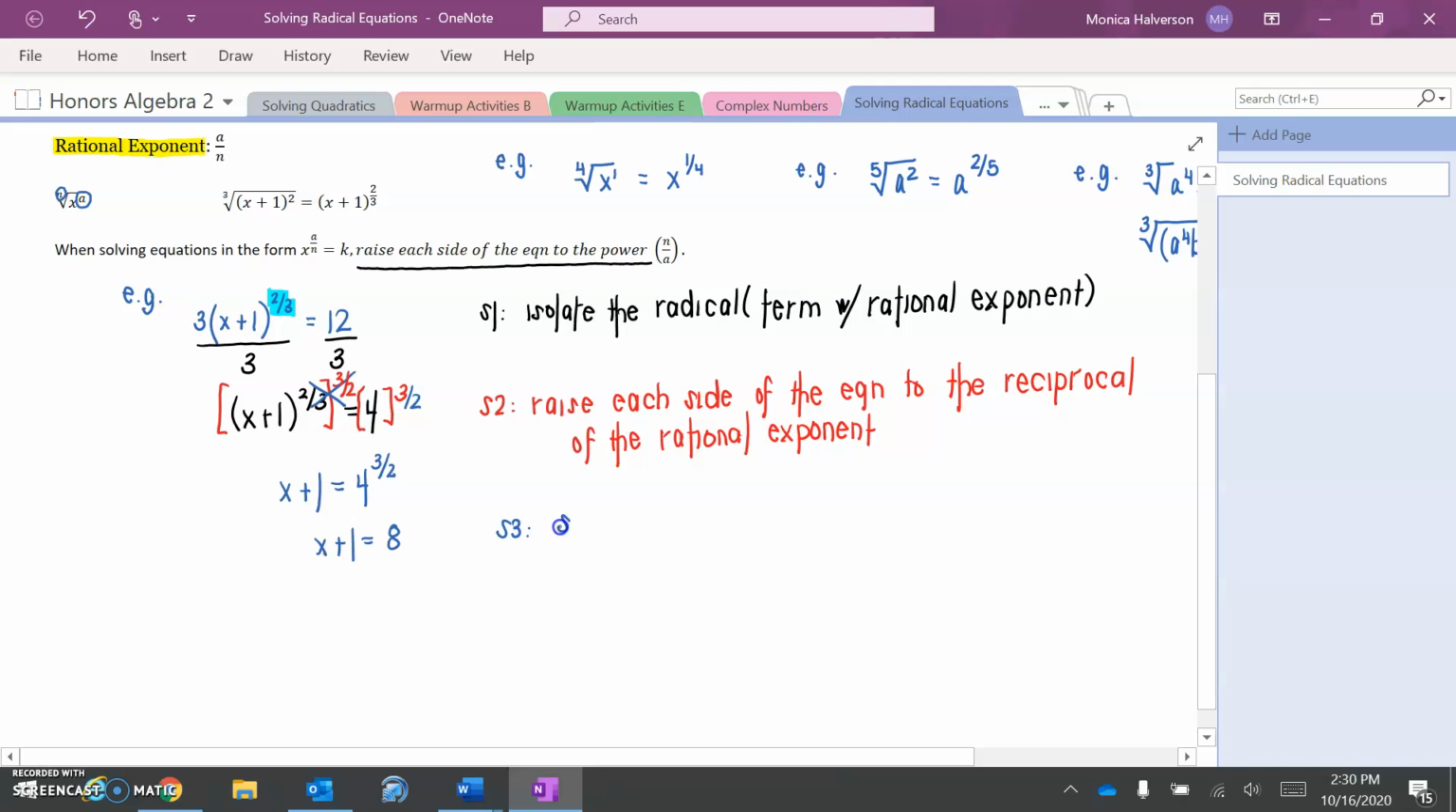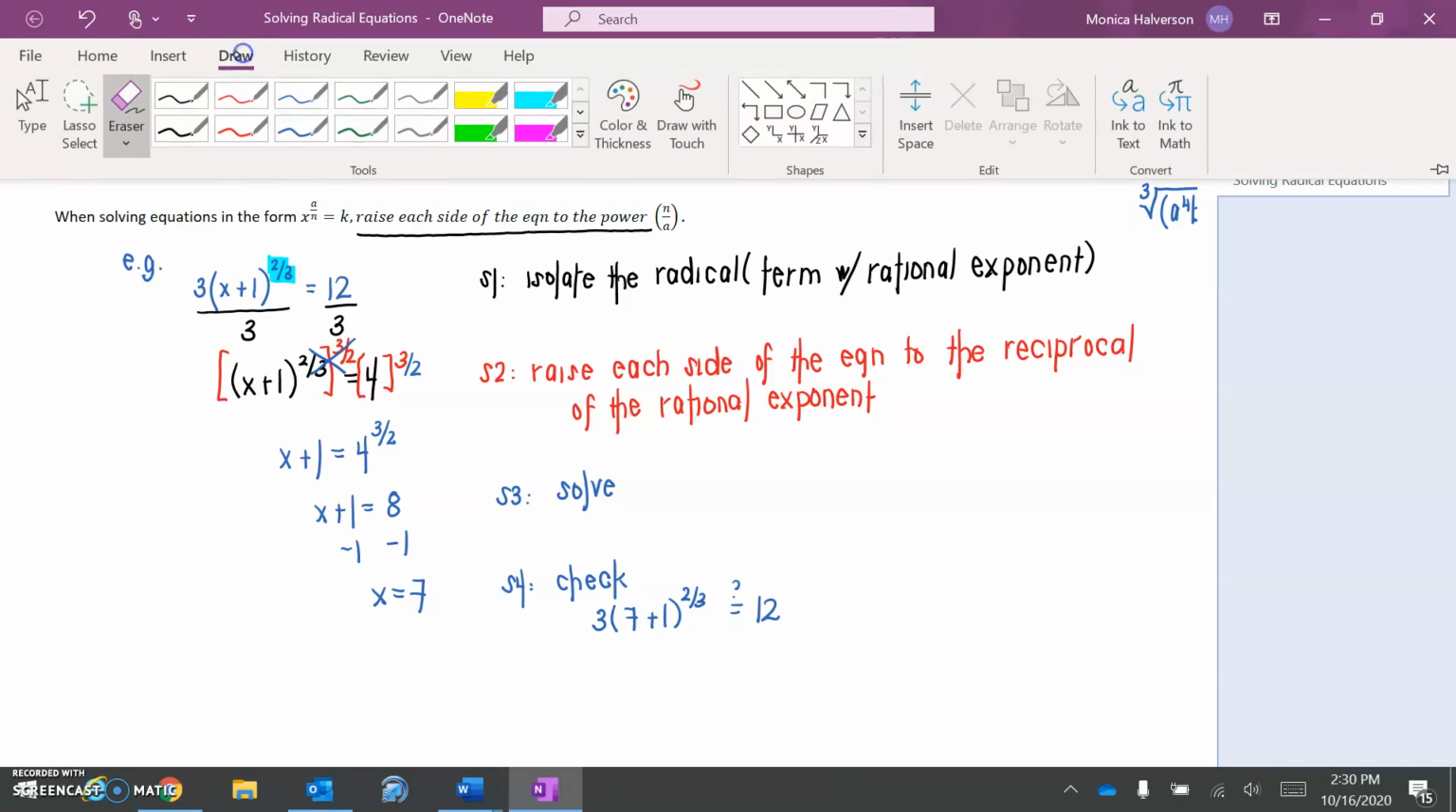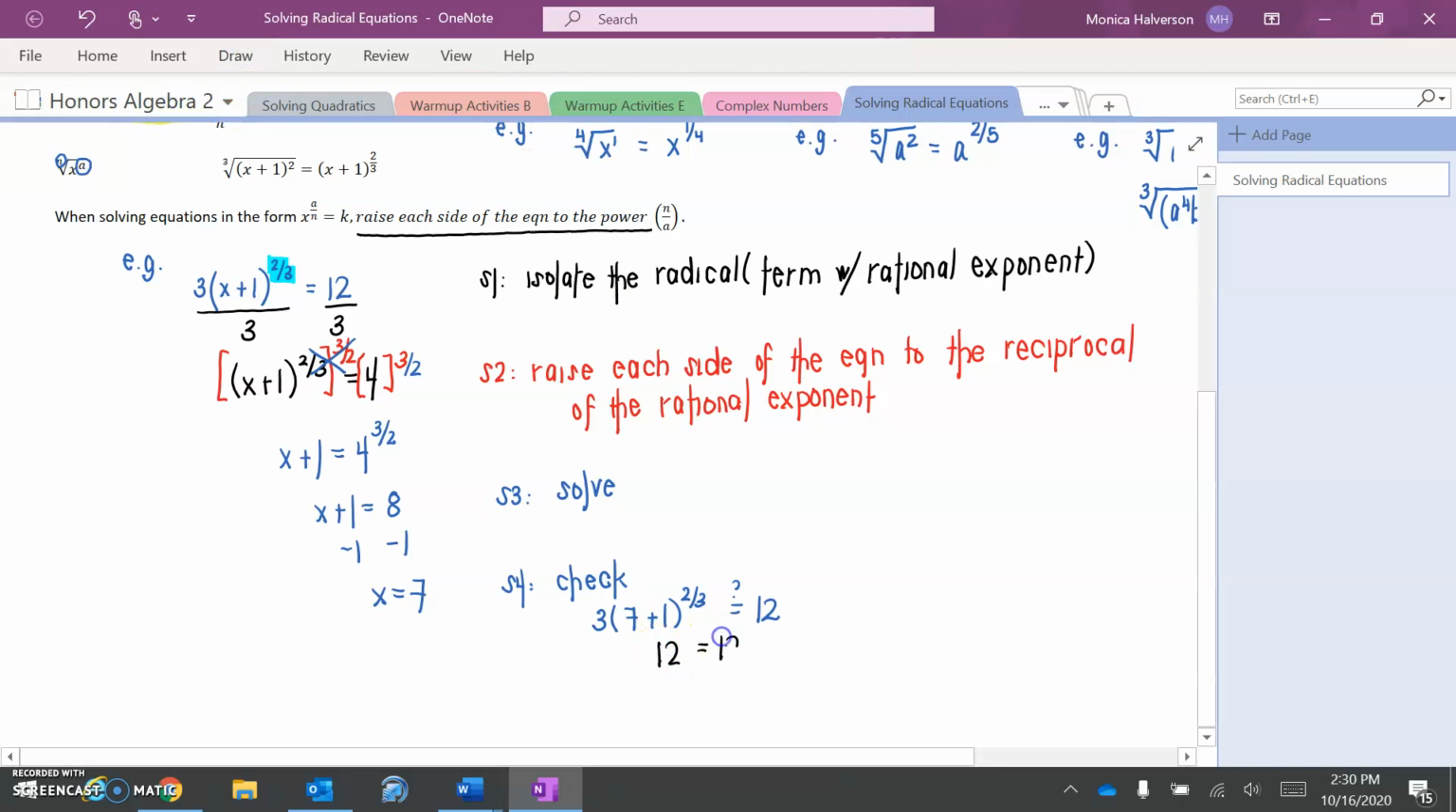And now step 3 is we just solve for the unknown. Minus 1 on both sides, x equals 7. Now, the key to this is you need to check your solution. Once again, check by plugging into the original equation. So 3 times 7 plus 1 to the 2/3, does that equal 12? In this case, if you plugged it into your calculator, you get 12 equals 12. So that is correct. So that is one of the solutions.